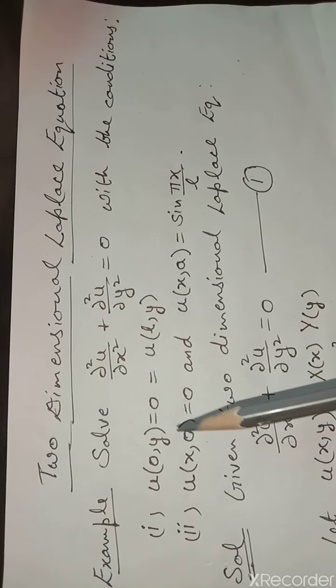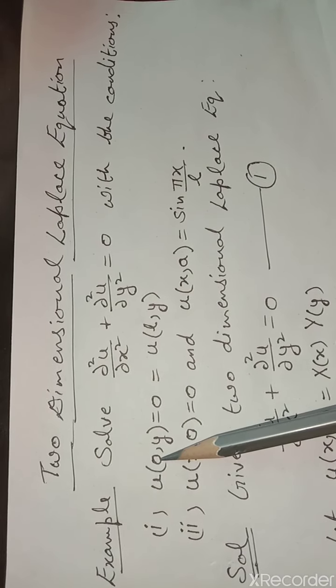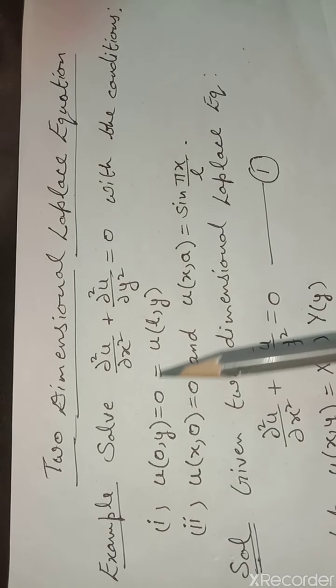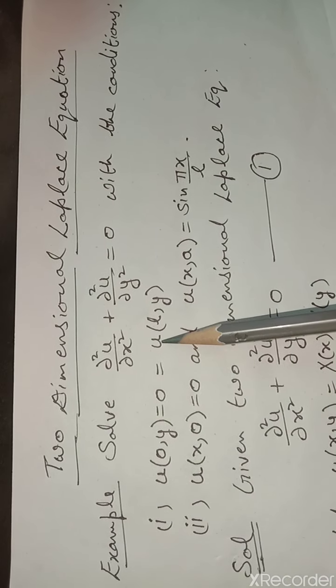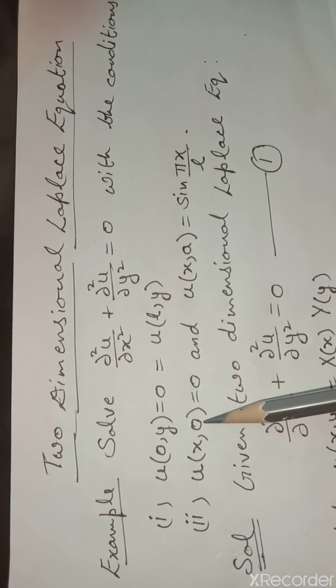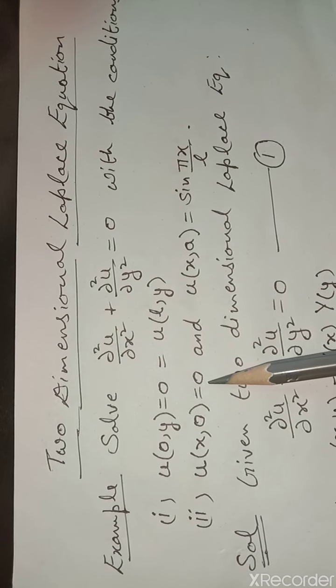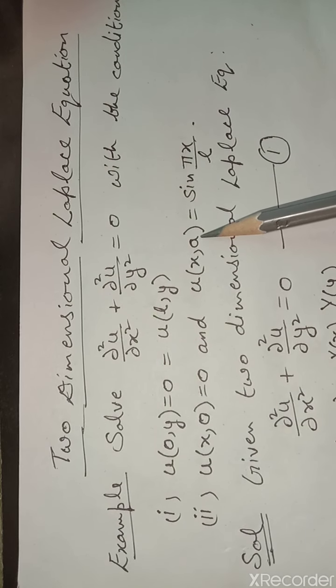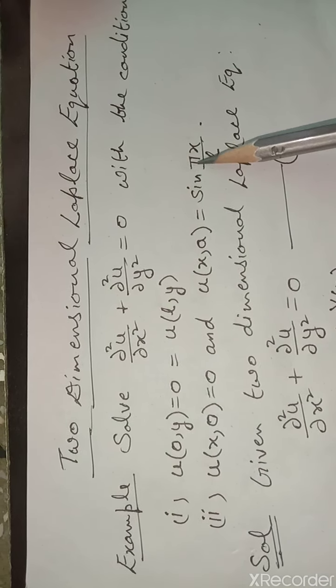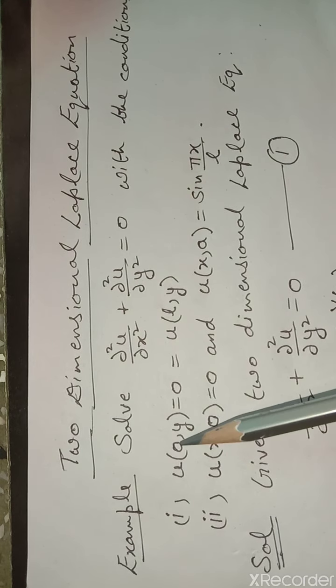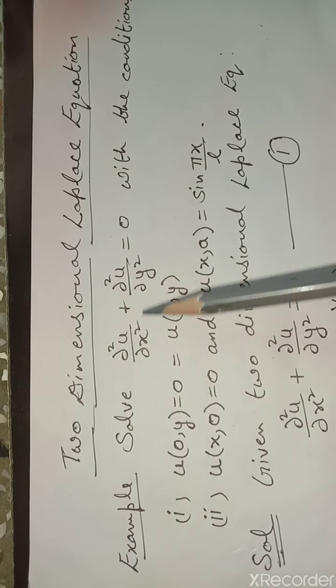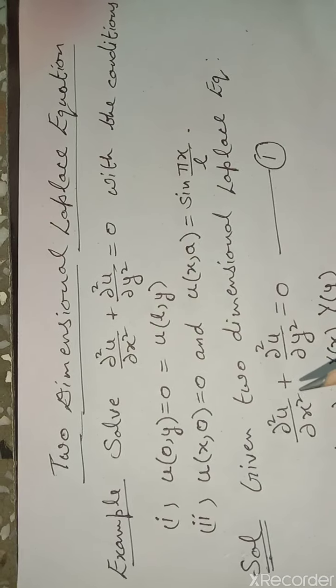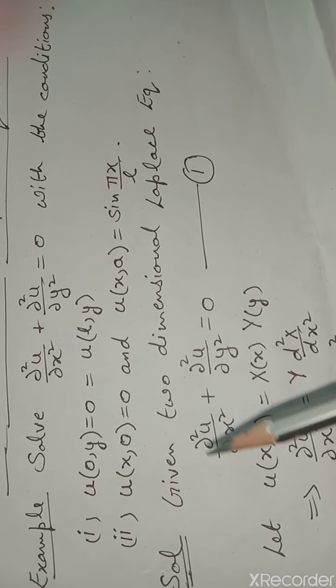So we have four conditions. When x is equal to 0, u is 0. When x is equal to L, u is 0. When y is 0, then u is 0. And when y is a, then u is sin(pi x by L). u is a function of x and y. Okay, so let's start to solve this.